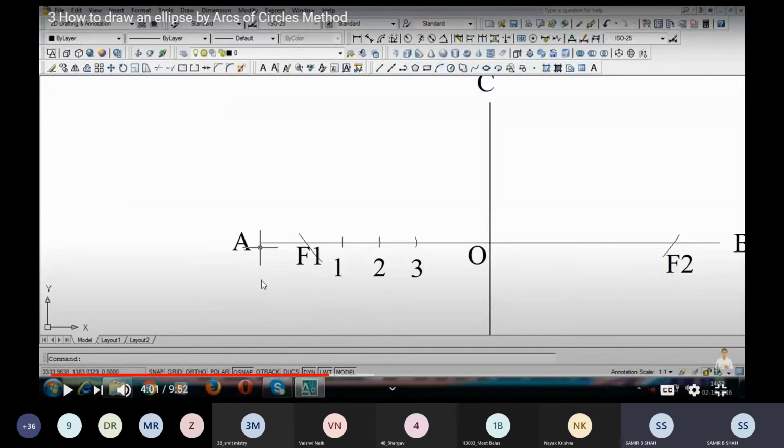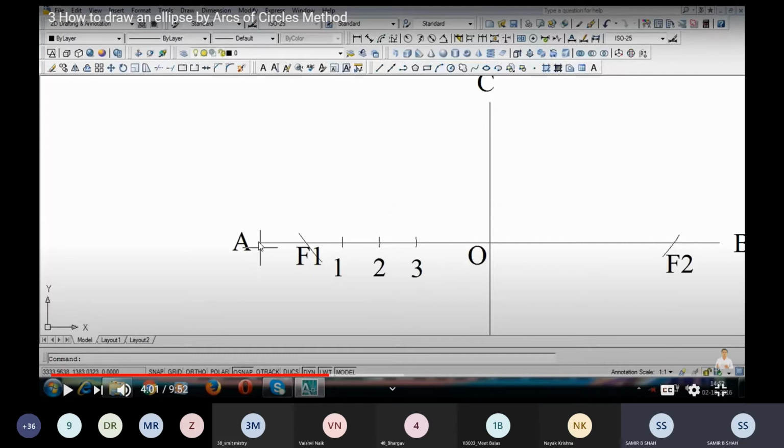Now remember, your radius is A21. First time it may be A21. Every time, I repeat, every time your focus first time is F1 and second time F2. So initially, if the radius is A21, take center as F1 and draw arcs on the above and below side. Same radius, just change the center. Center is F2, arcs on the above and below side.